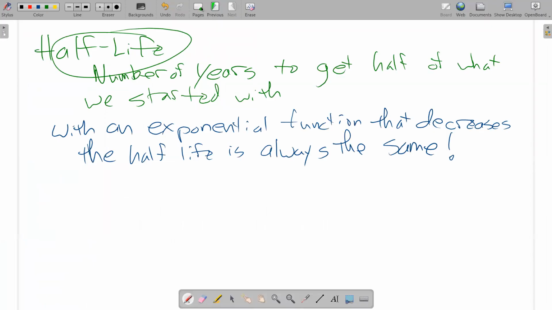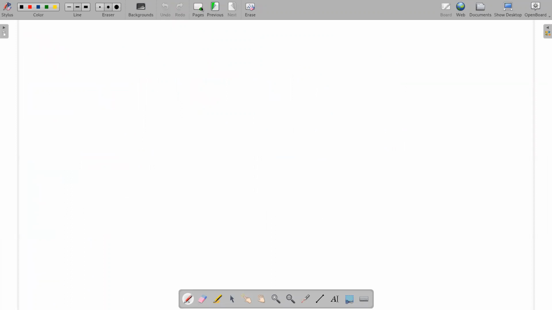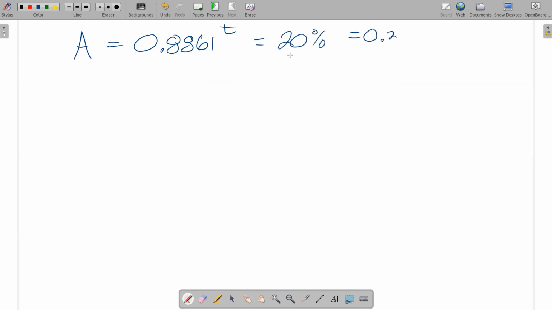So now we get to do a little archaeological sleuthing. Okay, so we have the formula that the amount of carbon as a fraction is 0.8861 to the power t. And they said they just found 20%. 20% as a decimal is 0.2, right? 20 out of 100 reduces down to 0.2. So I need to solve this equation. When does 0.8861 to the power t equal 0.2?